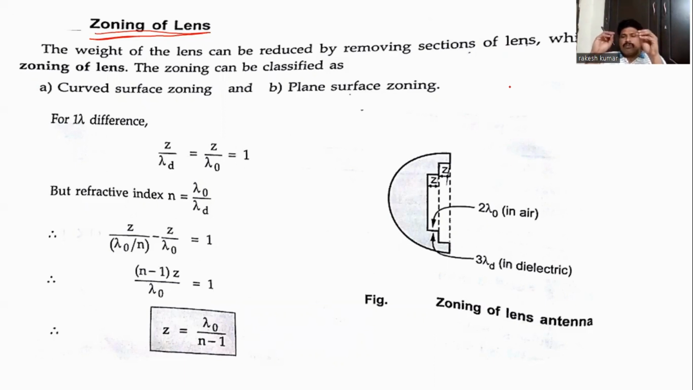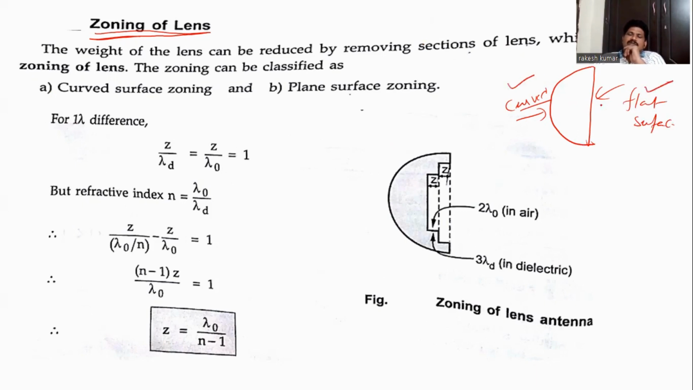How can I reduce the weight of the lens? By removing some section, some portion of the lens. What are the two portions I can take? For example, let us take this as my lens. This is the curved surface and this is the flat surface. So how can I reduce the weight?